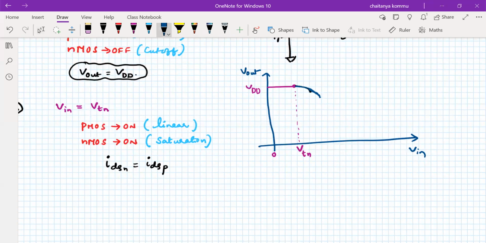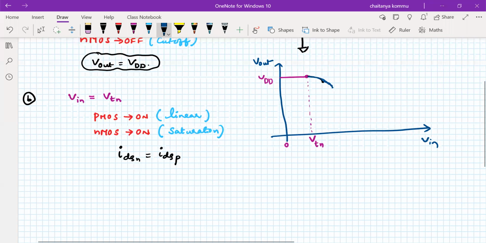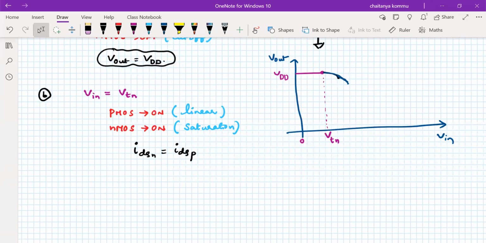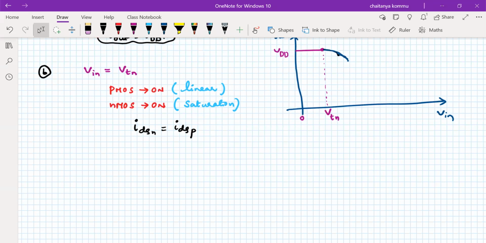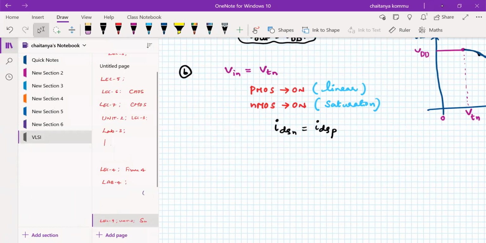Now, fine. What happens if VIN is more than that value? We want to know how long the PMOS transistor remains on, how long the PMOS is in the linear region. Somehow it must come out of the linear region to some other region. When will it come out of that? For that, we derived one equation. What is the equation that we derived in the last class?